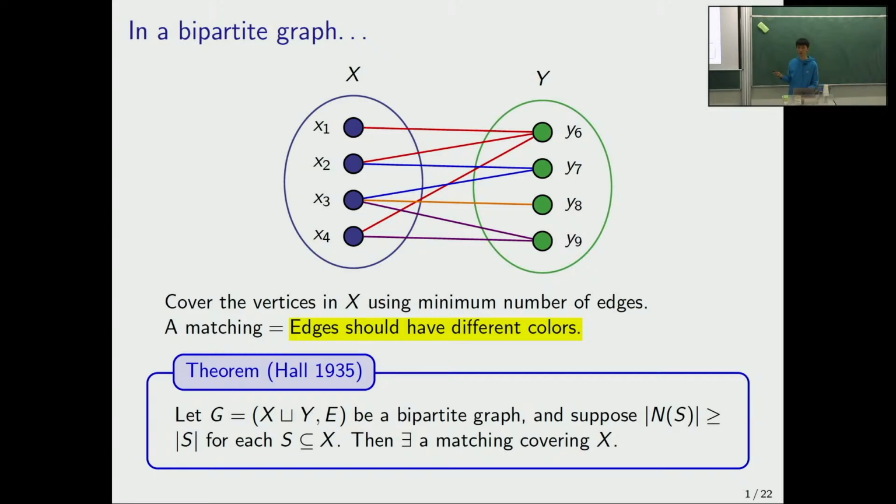Finding a matching is very well known because of Hall's theorem. So finding a matching can be considered as finding some kind of rainbow subgraph in this kind of colored bipartite graph.